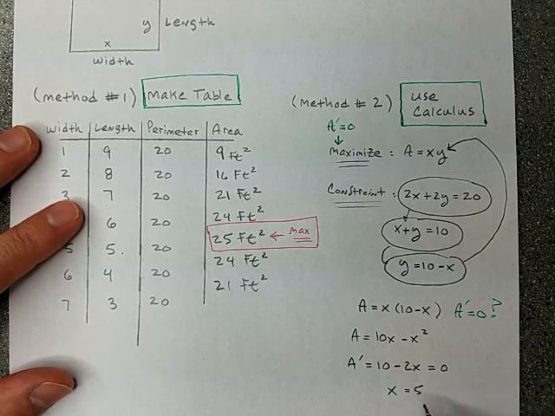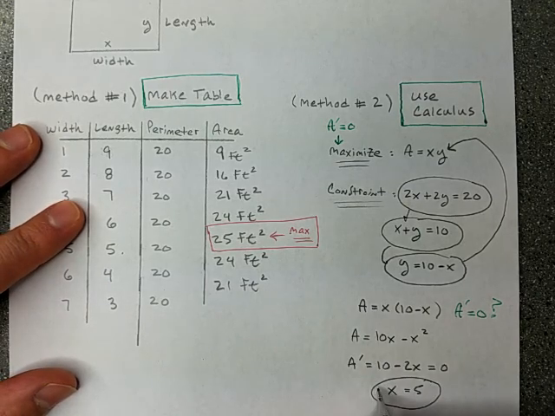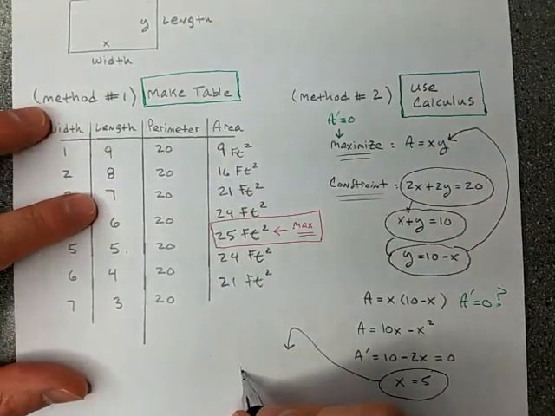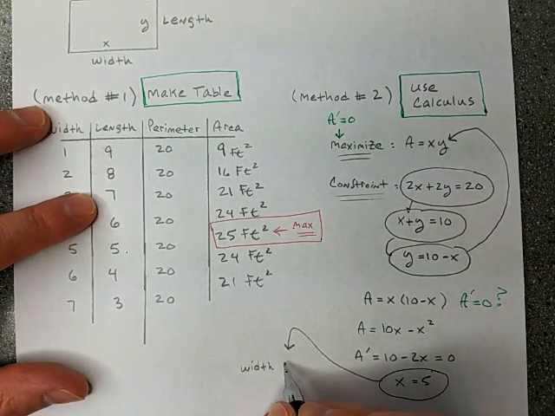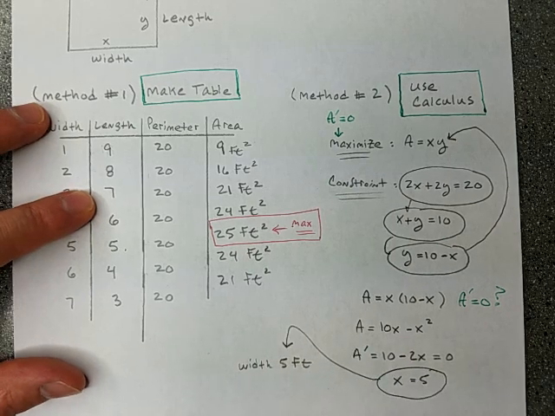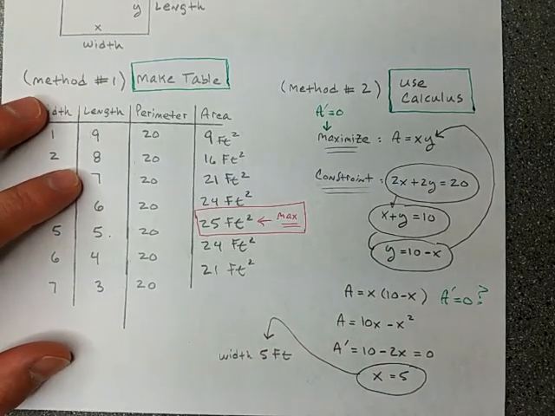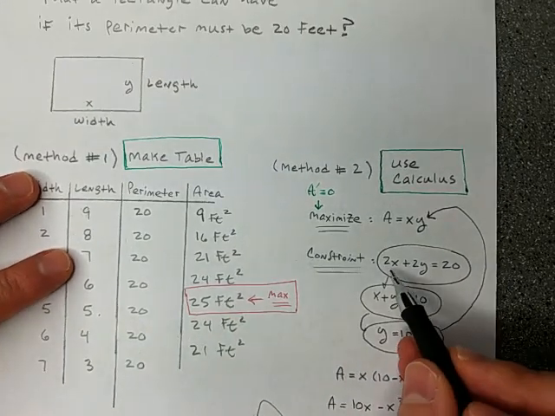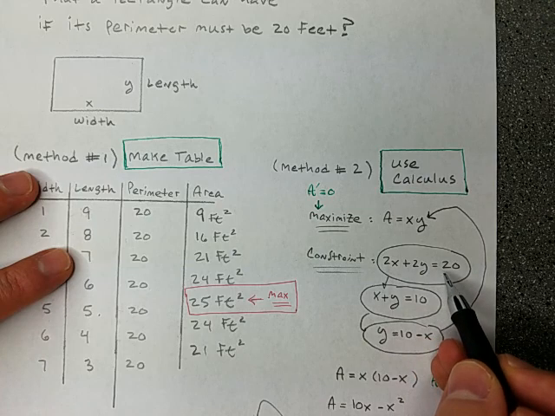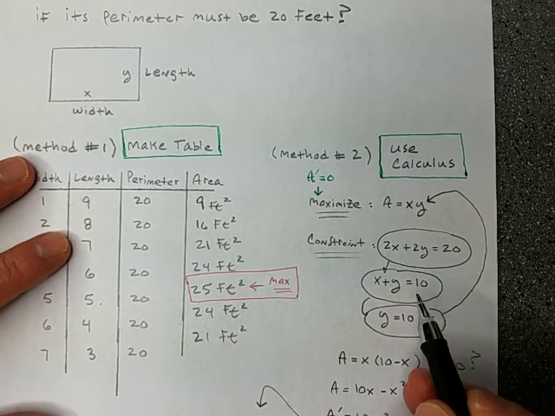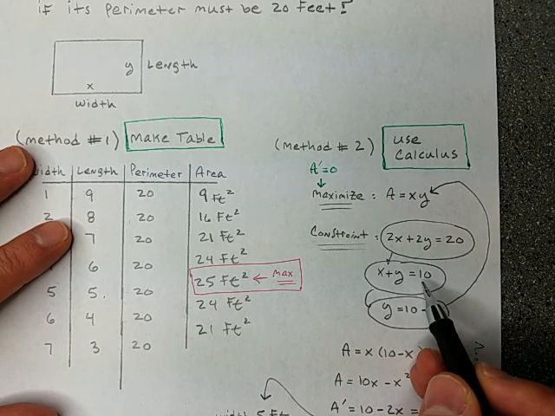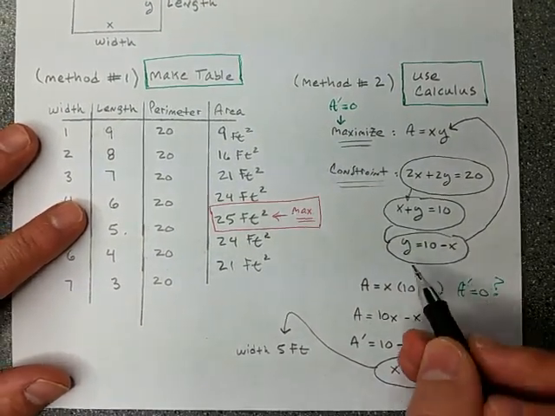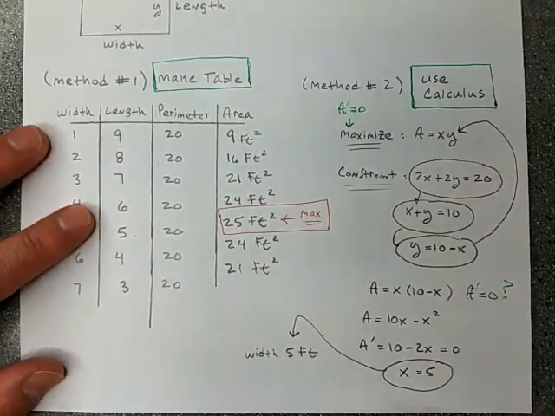So we'll interpret this number this way. So x, the width, should be 5 feet. What about the length? Well, what is the connection between the width and the length? Twice the width plus twice the length is 20 because the perimeter is 20. But that's the same thing as x plus y being 10. That's the same thing as y being 10 minus x. So if x is 5, that means y, the length, is also 5.